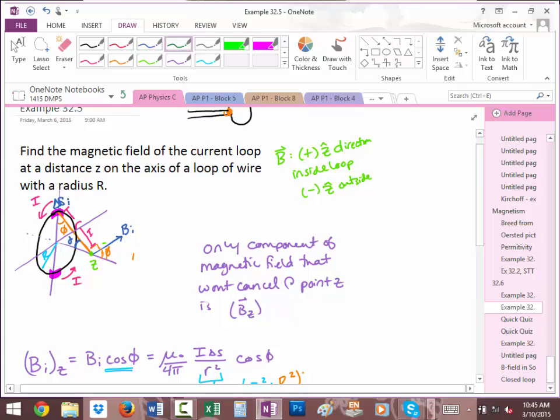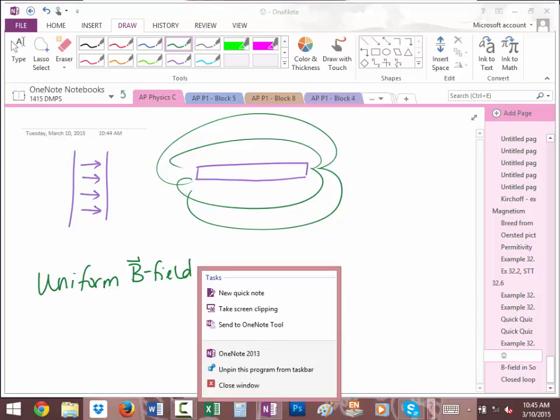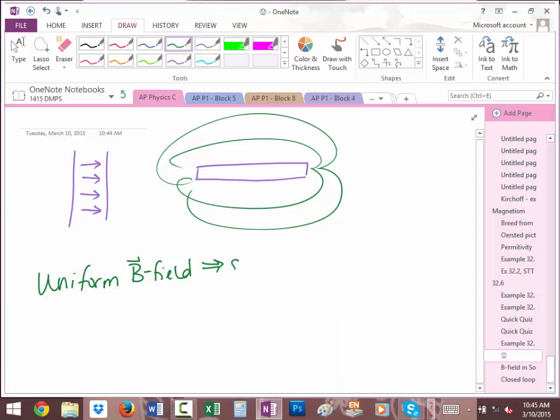And if we make the stack really, really big compared to the diameter of that loop, then oh my goodness, we can create a uniform magnetic field. And what we do is we call that a solenoid. So I have a solenoid here.